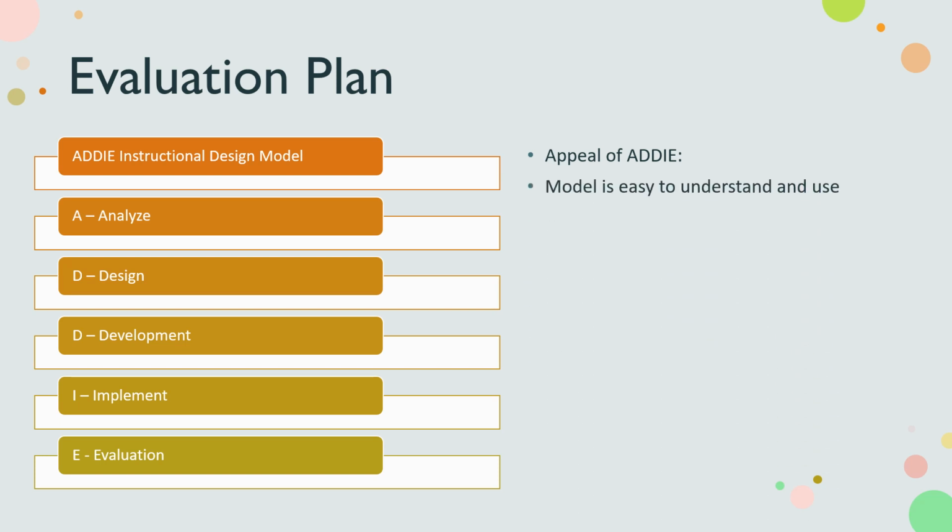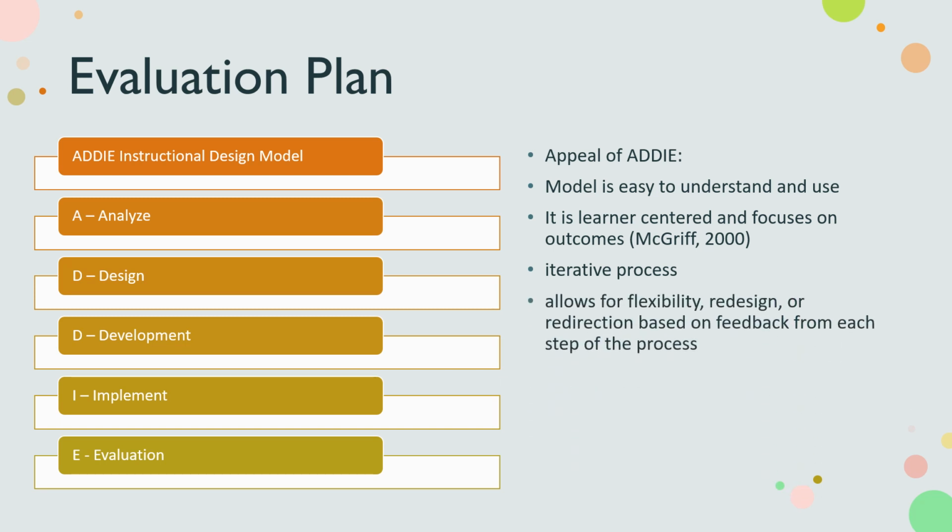Again, why is ADDIE appealing? Well, it's very easy to understand. It's really easy to use and implement. It's learner-centered, so again, this ties with some of the aspects of credit for prior learning. It ties in with constructivism, and it ties in with the theory of andragogy of adult learners, right? It's an iterative process, so there's a constant back and forth, and throughout that process, that allows for flexibility, redesign, or redirection based on feedback from each step of the process.